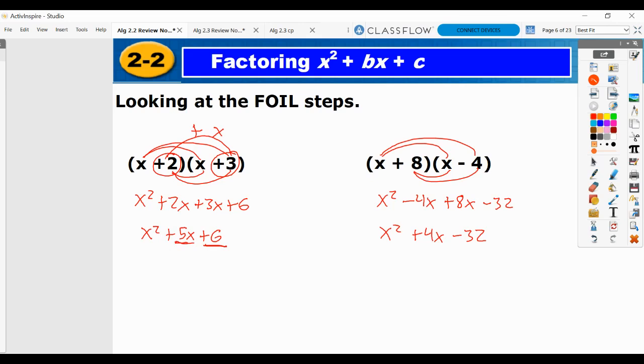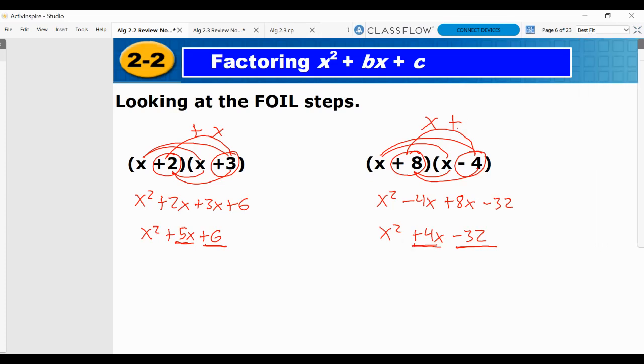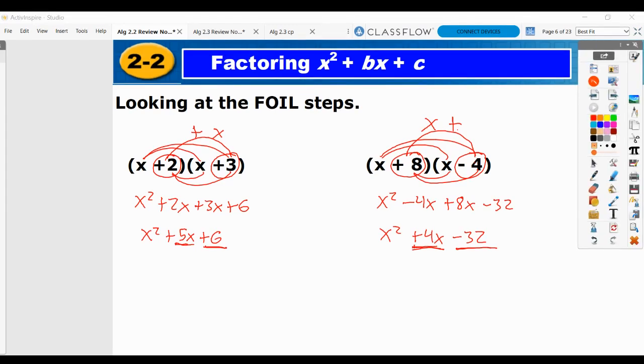Same with over here. Take a look. We ended up with a positive 4 and a negative 32. Here's how that happened. These two numbers right here, positive 8 and negative 4, got multiplied together to get negative 32, and they also were added together to get positive 4, because positive 8 plus negative 4 will get you positive 4. That's the key piece of information to help you work these problems backwards to do this factoring. So let's take a look at our first problem, and I'll show you how we're going to put that into practice here.